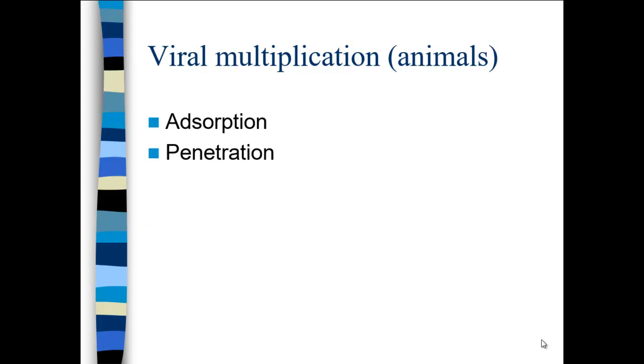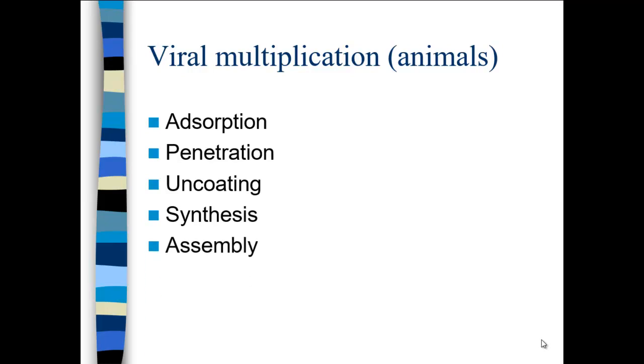Then after adsorption, there's penetration, where the viral nucleic acids penetrate the cell and go into the cytoplasm. At that point, the capsid is uncoated, and that exposes the viral nucleic acids. Then the nucleic acids can be synthesized, as well as the protein coat, the capsid, and all these components. After they're synthesized, they're assembled into mature viruses. And then after the viruses are assembled, they're released from the host cell.